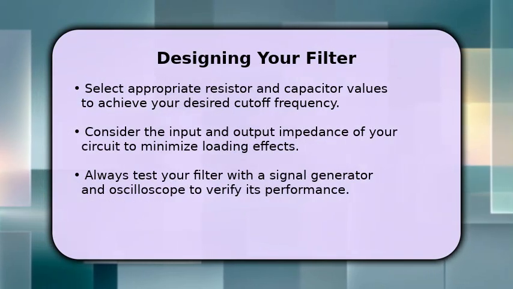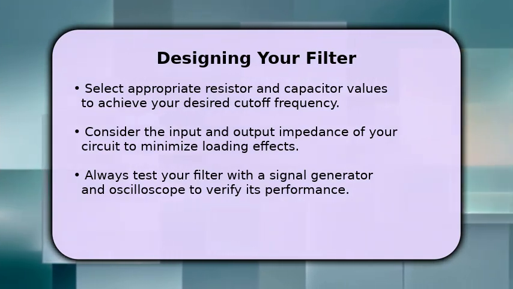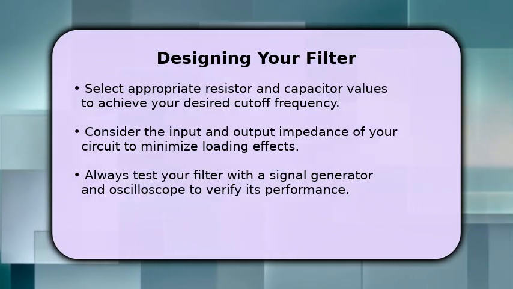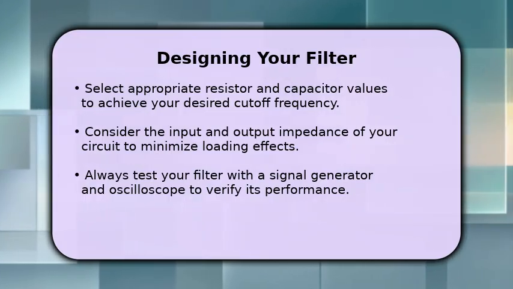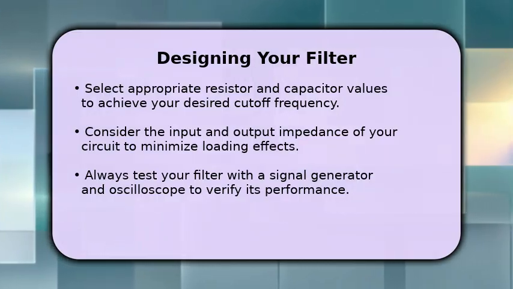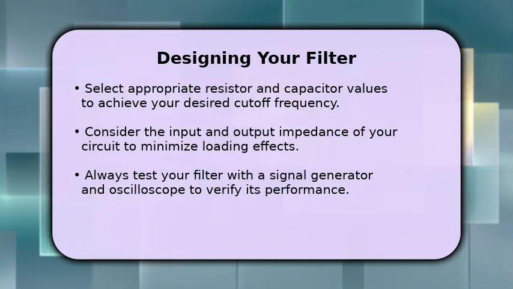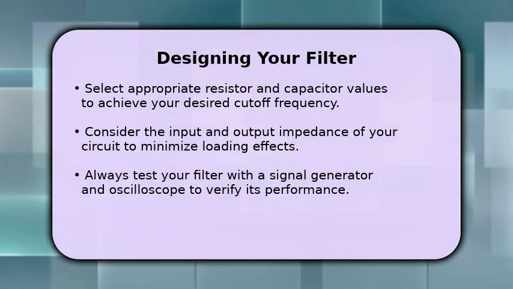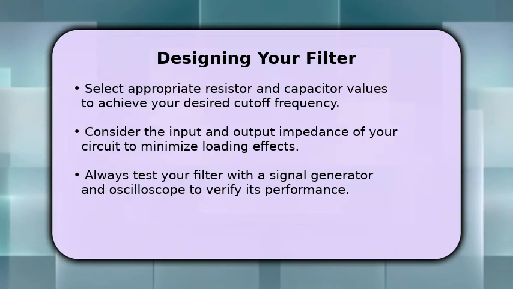Designing your own low-pass filter involves selecting appropriate resistor and capacitor values to achieve your desired cutoff frequency. For example, a 1 kiloohm resistor and a 1 microfarad capacitor will yield a cutoff frequency of approximately 159 Hz. Consider the input and output impedance of your circuit to minimize loading effects. Always test your filter with a signal generator and oscilloscope to verify its performance and ensure it meets your specific application requirements for optimal signal integrity.